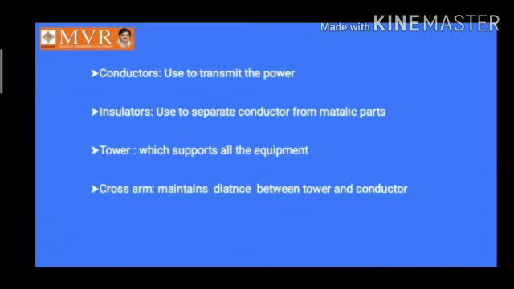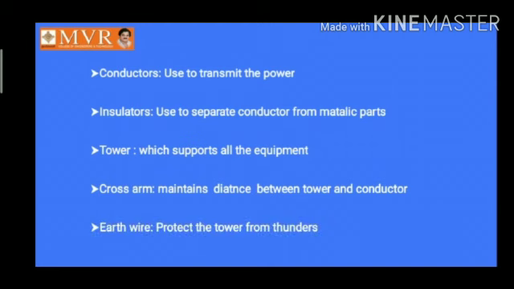Next, cross arm. Because we have to separate the conductor from the tower, there is a projection from the tower to some extent. So it is called cross arm. As we saw in the previous diagram, the cross arm is projected from the tower.